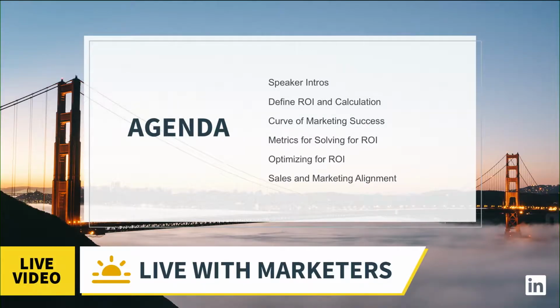So let's dive into our agenda just to give you a brief overview of what we're going to talk about today. So we already did the speaker intros. We're going to define ROI, talk about how these 2 different teams define ROI. We're going to talk about the curve of marketing success and how to climb it effectively. We're going to talk about the basic metrics needed to solve for ROI. And then attribution, of course, the hot topic that's on everyone's mind these days if you're a marketer. And then a little bit about sales and marketing alignment.